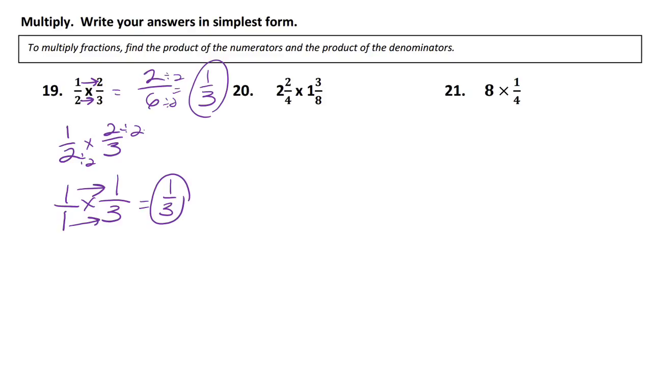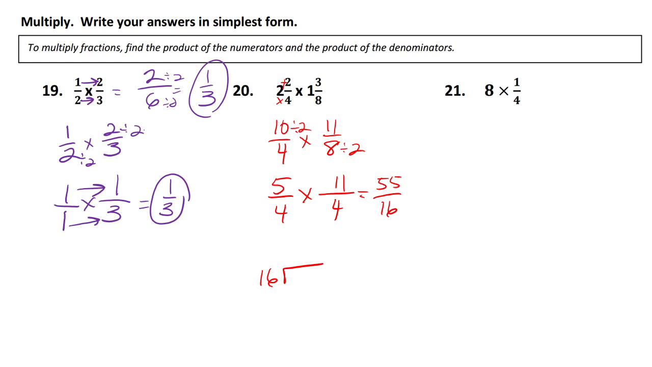For number 20, we have two mixed numbers. Let's go ahead and make these improper first. So 4 times 2 plus 2 gives us 10/4 times 11/8. And to do this one, let's cross simplify first to make it easy for ourselves. 4 and 11 can't simplify, but if we divide 10 by 2 and 8 by 2, we're simplifying ahead of time. So that gives us 55 over 16.